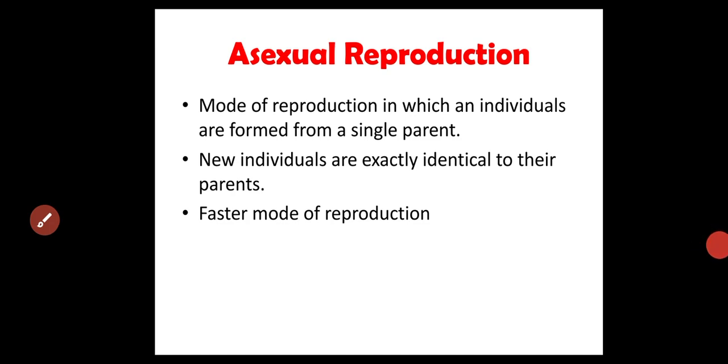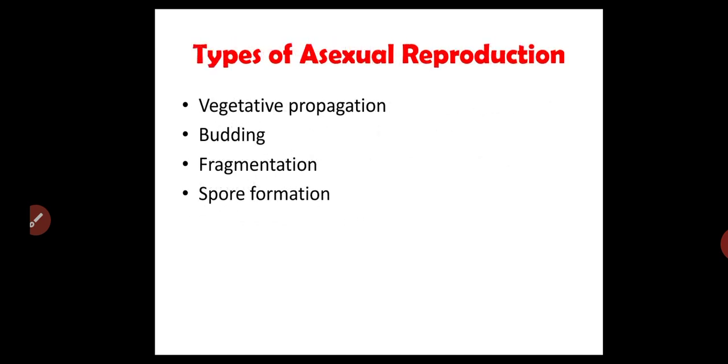So asexual reproduction is the mode of reproduction in which individuals are formed from a single parent. That is what we already discussed. New individuals are exactly identical to their parents, and it is a faster mode of reproduction compared to sexual reproduction. The types of asexual reproduction that we are going to discuss are vegetative propagation, budding, fragmentation and spore formation.